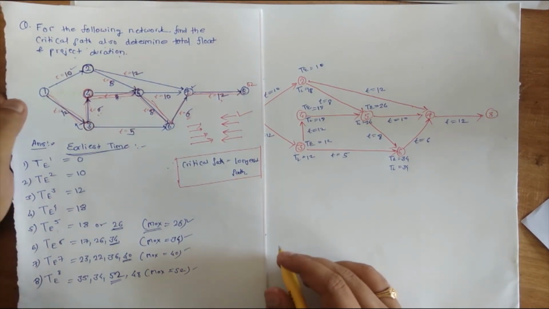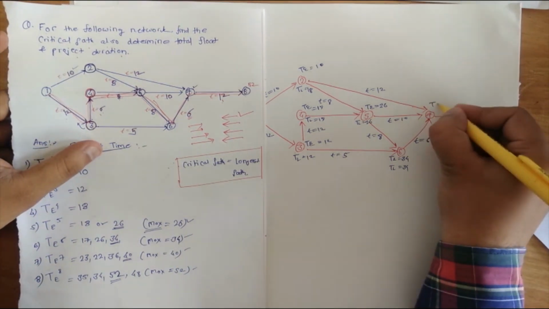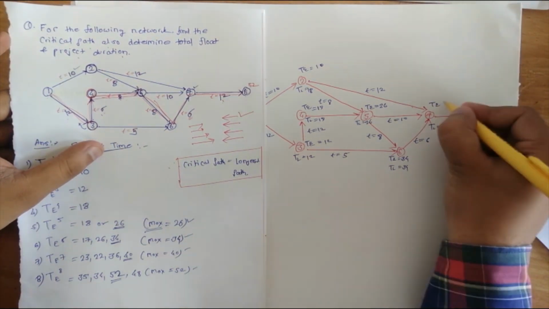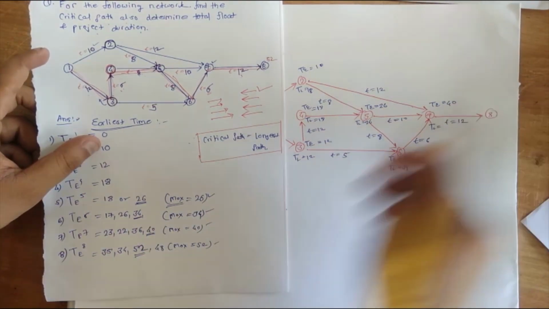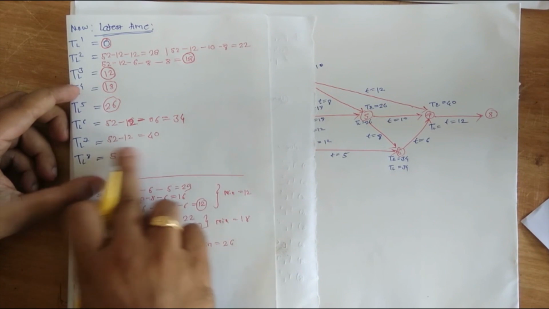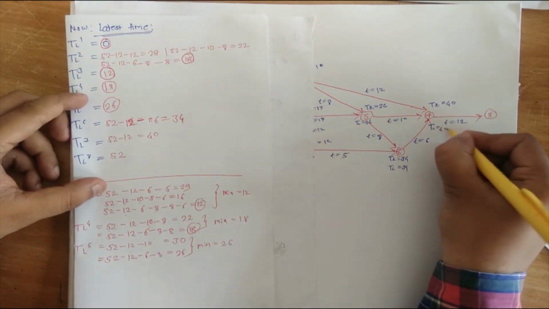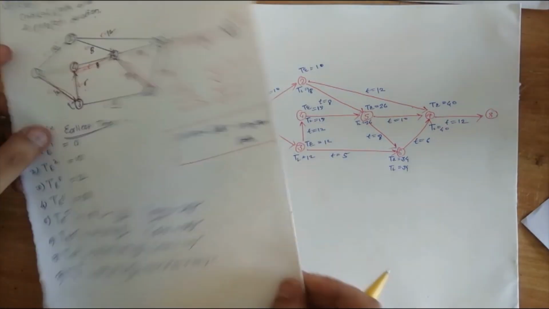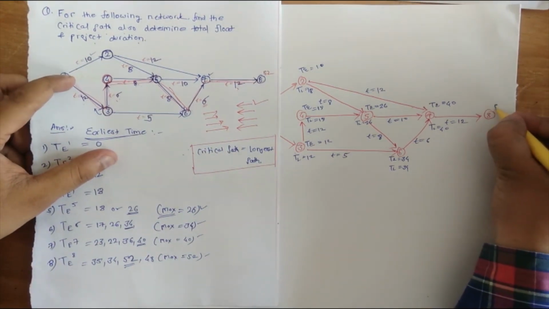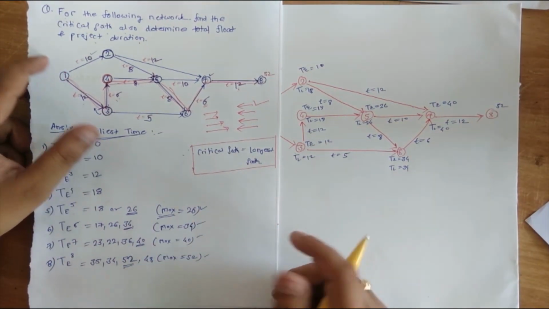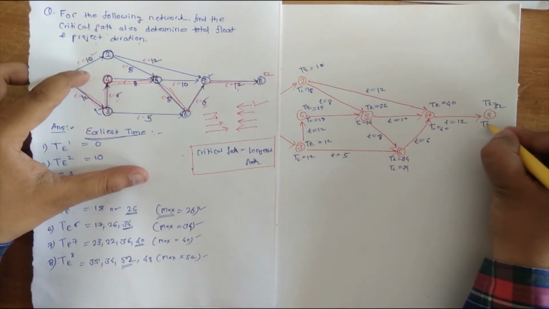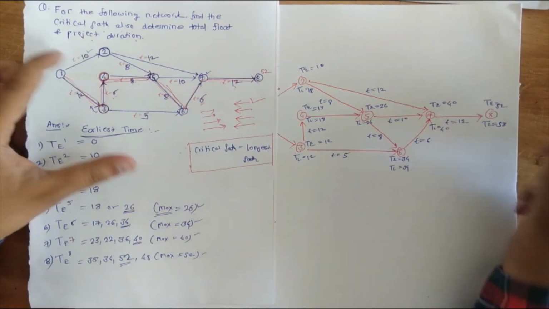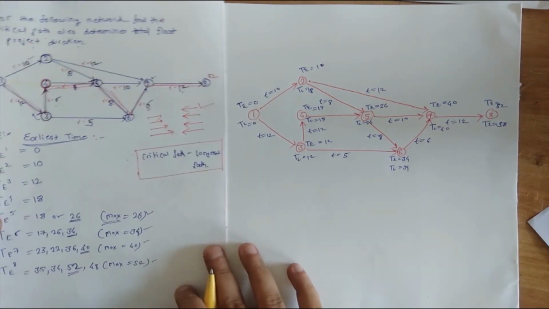Then at point 7, the earliest time is 40, and the latest time at point 7 is also 40. All right, and at the end it is 52. It is 52, both the earliest start time and the latest time. So that means our numerical is correct.